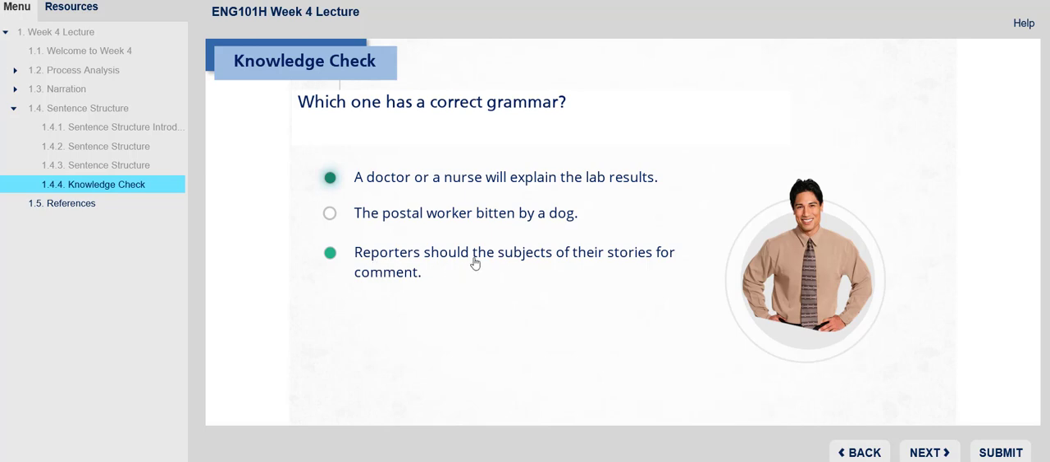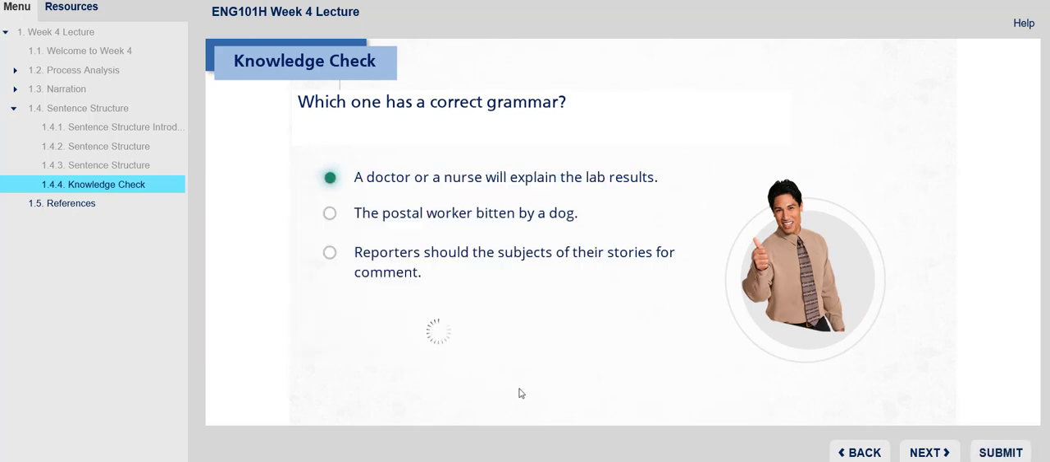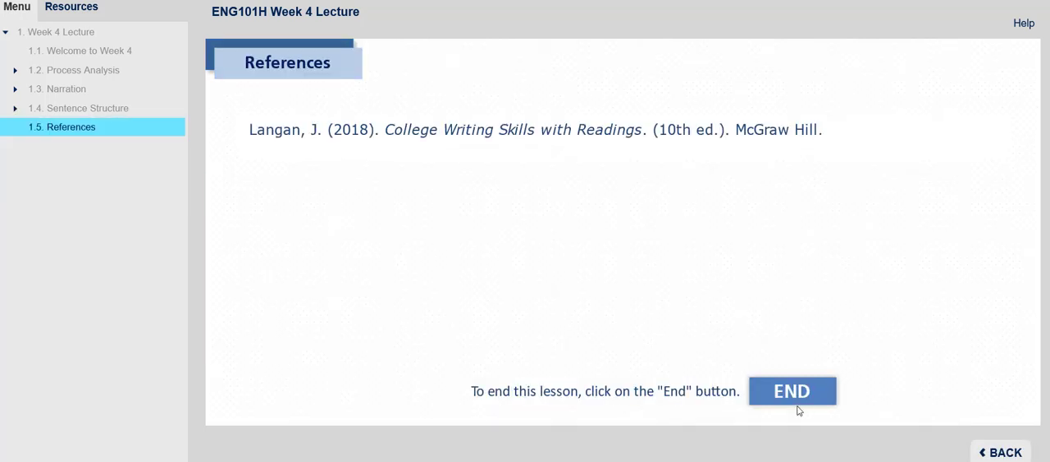Reporters should write about the subjects of their stories for comment, or should talk about. In other words, it's just missing some kind of main verb. Because should is a helping verb, and then it's missing a main verb, okay? So this one has both the helping verb and the main verb, and this one's missing a main verb. So that's incorrect. So here we submit, and we got the correct answer. And that's the end of this particular lecture.